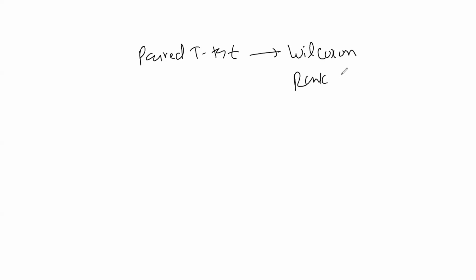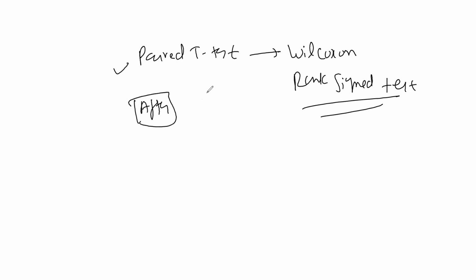The third technique is the paired t-test. The equivalent of the paired t-test is the Wilcoxon signed-rank test. In a paired t-test, there are two conditions: one is before treatment and another is after the manipulation or experimentation.